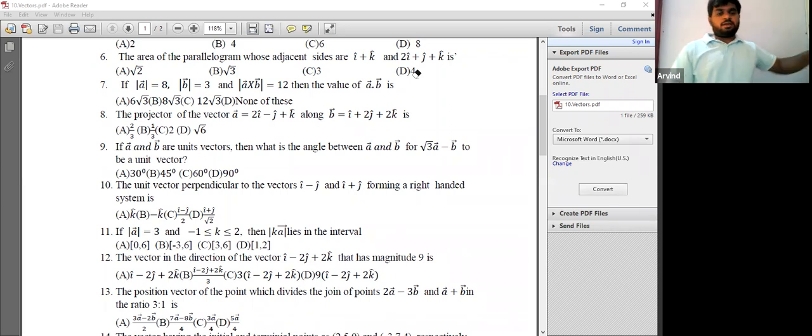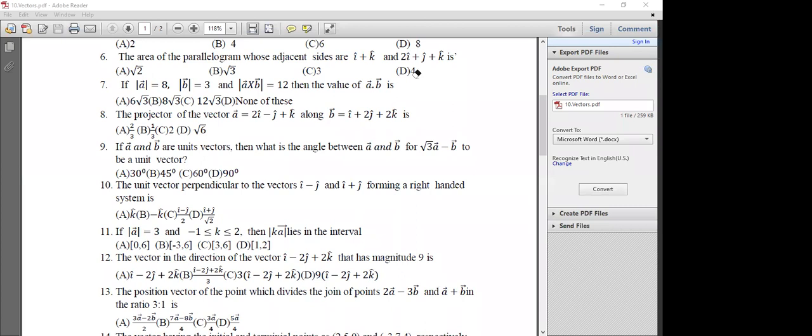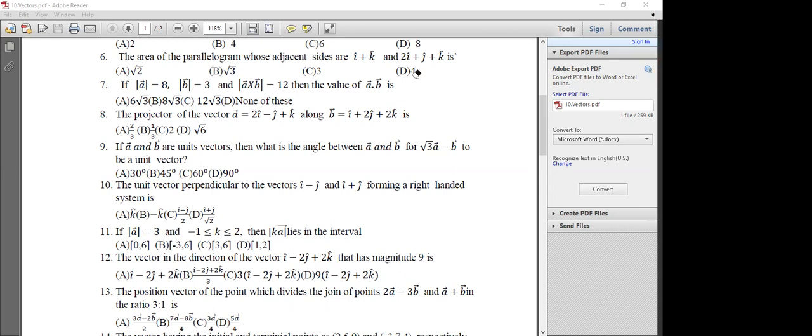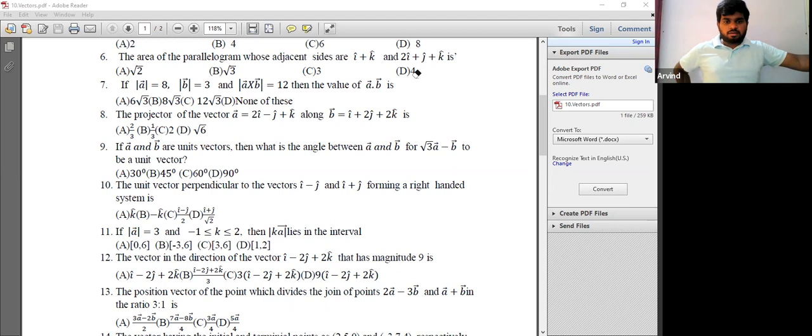K is in the interval -1. Option B, sir. B or D? Option B, B for Bangalore. Yeah, that is correct then. -3 and 6. Yeah, -3, 6. You got K is greater than or equal to -1, less than or equal to 2. Mod k will become 3 times k. So 3 times k will be in the interval -3 to 6.